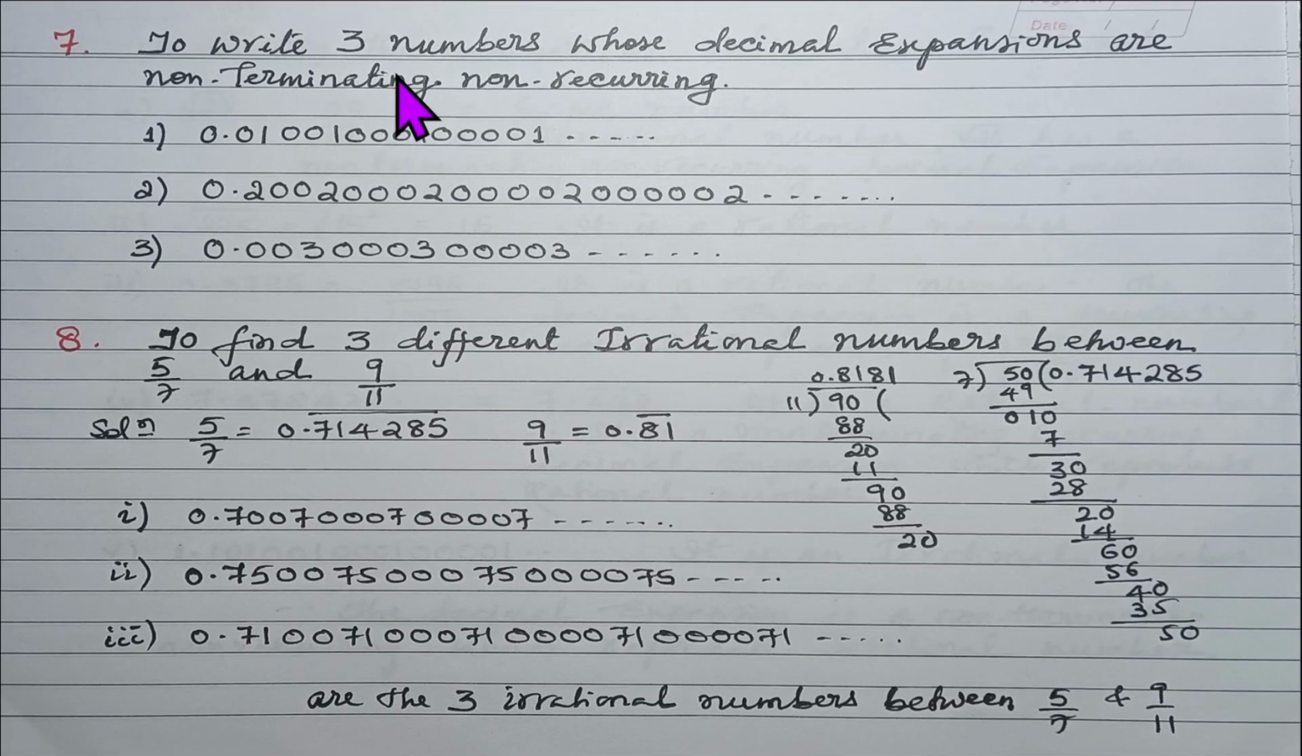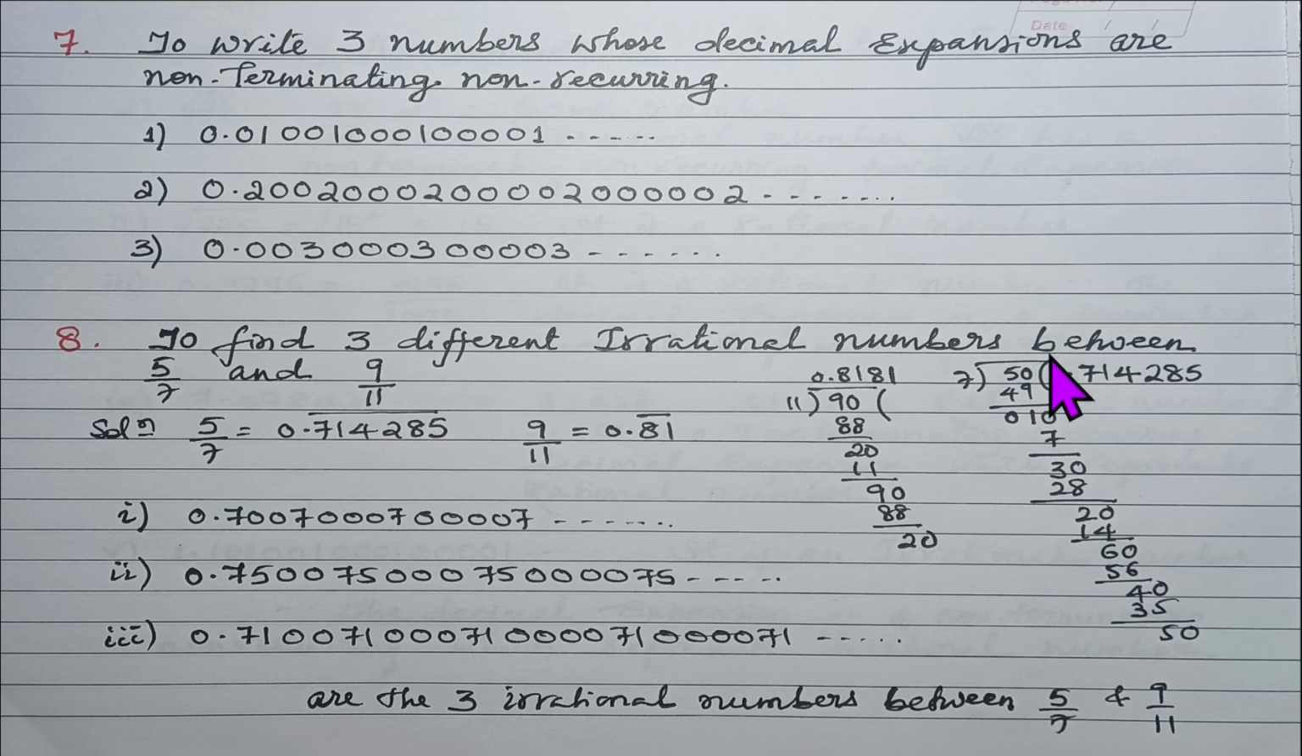Now coming to the next example, to write three numbers whose decimal expansions are non-terminating and non-recurring. That means we have been asked to write three irrational numbers here. The first example is non-terminating, non-recurring, and the second also non-terminating, non-recurring. So a very simple way of writing, just a general way: any example which is unending and not repeating becomes an irrational number.